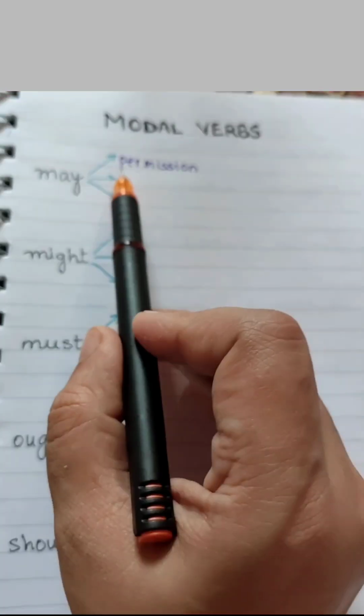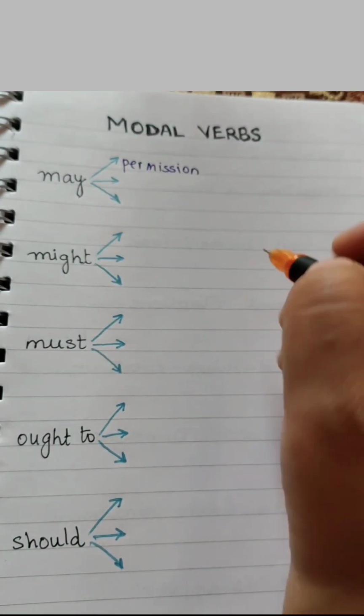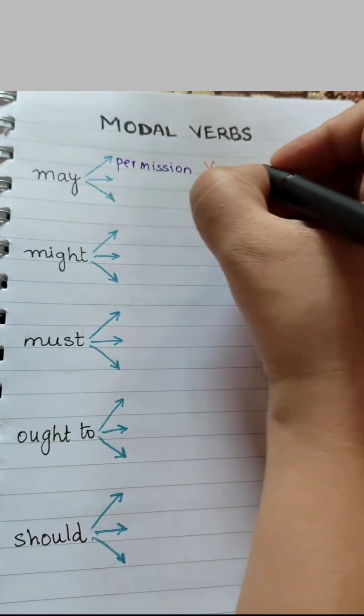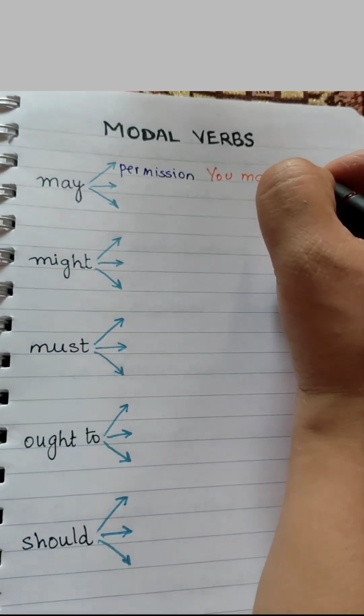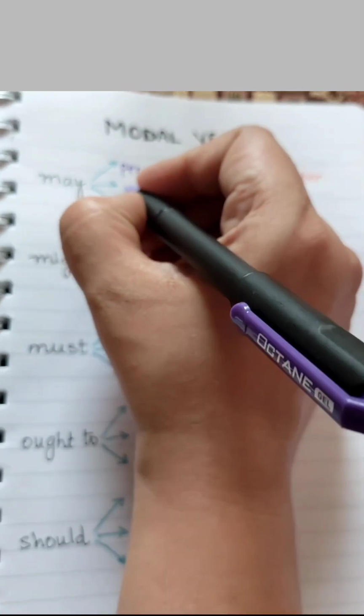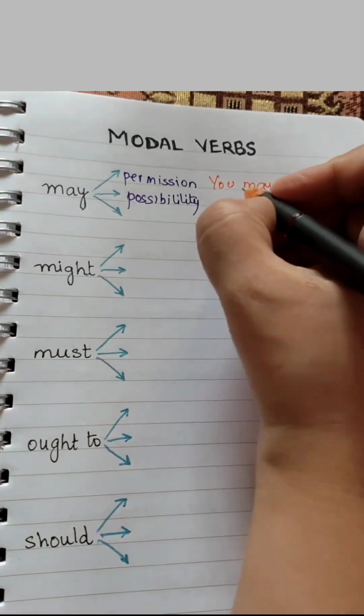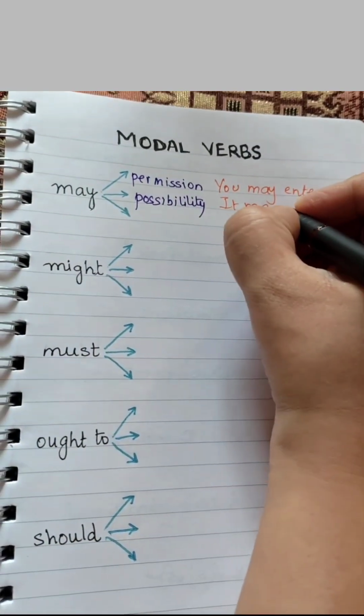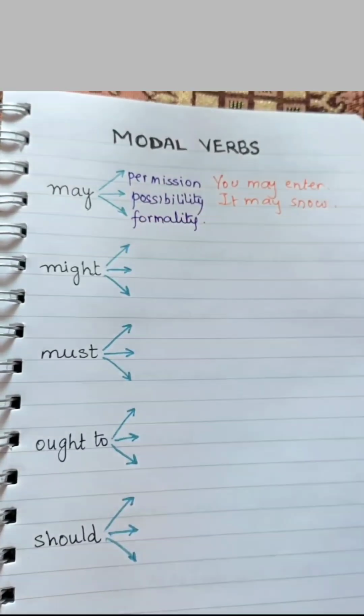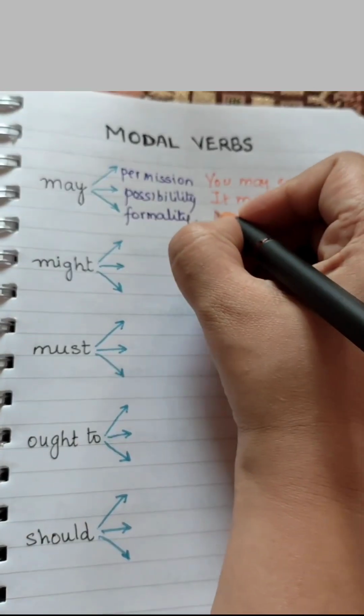Next is may. May is used to take or give permission. For example, you may enter, or may I come in? Next use is to talk about a possibility. For example, it may snow. Next use is formalities. For example, may I assist?